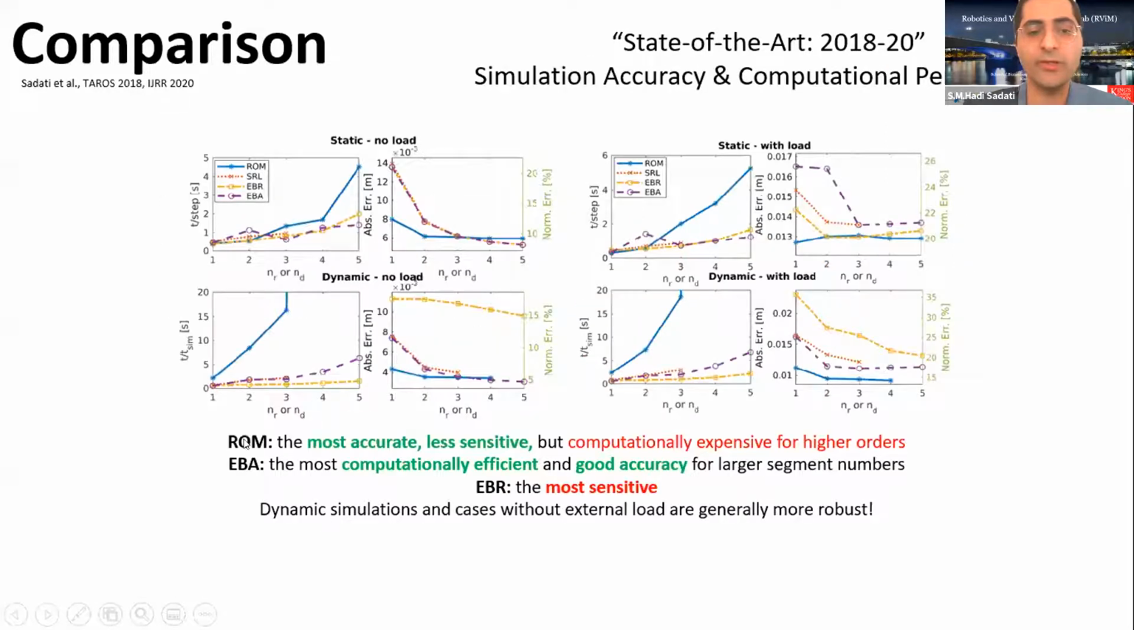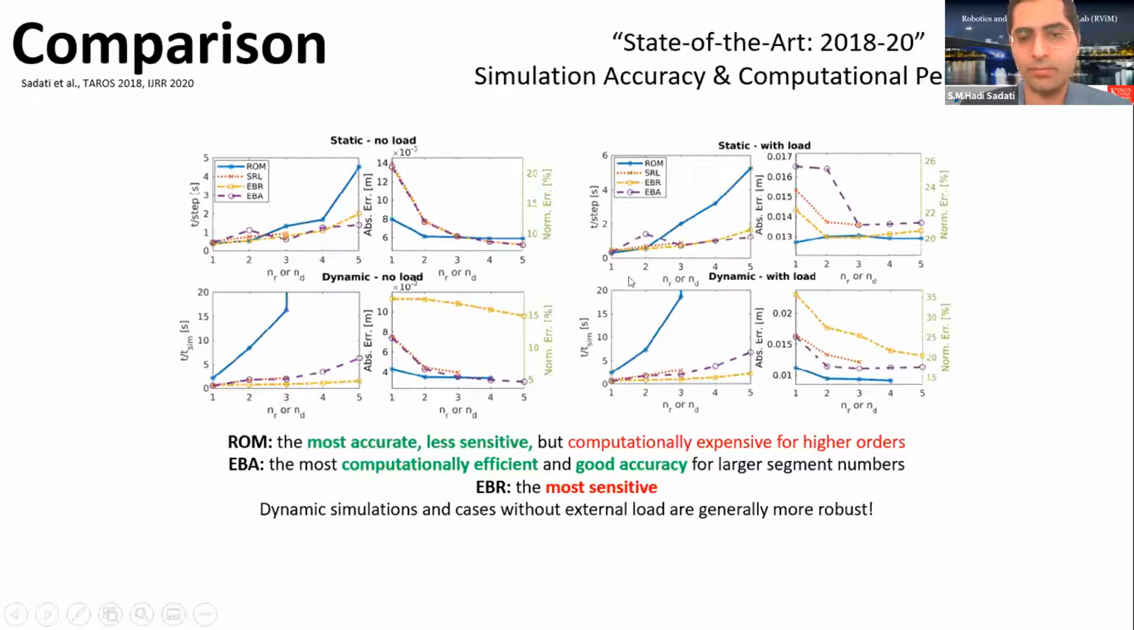In terms of accuracy, reduced Euler model is the most accurate with the minimum possible number of states for the system. And it's less sensitive, very robust to numerical instabilities and incorporation of hyperelasticity in the system. But it's computationally expensive for higher orders, and convergence may not be guaranteed depending on the curve shape that you choose. Euler-Bernoulli with absolute states, basically the finite element model, is the most computationally efficient one, and it provides good accuracy, but you need a large number of segments.